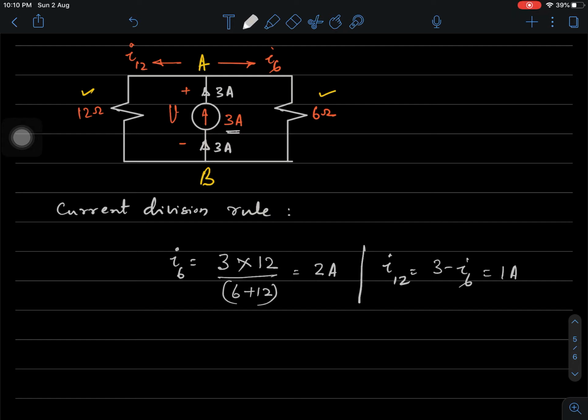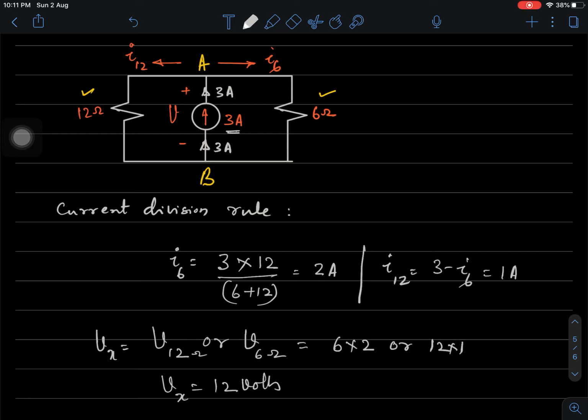Now, the question is, what is the voltage across the source? How do we determine the voltage across the source? It's as simple as that. The voltage across the source Vx is nothing but the voltage across 12 ohms or the voltage across 6 ohms. So, that comes out to be either 6 into 2 or 12 into 1, and this is Vx equal to 12 volts.